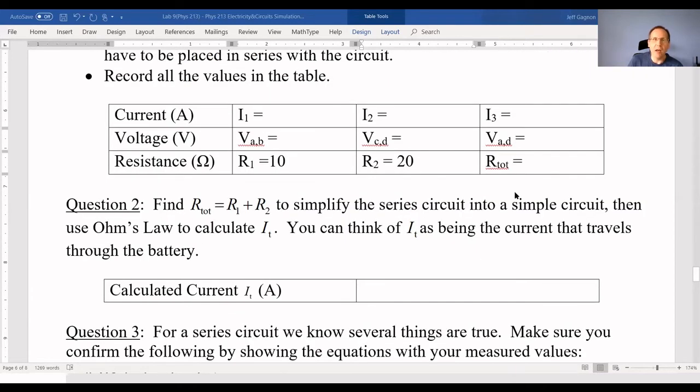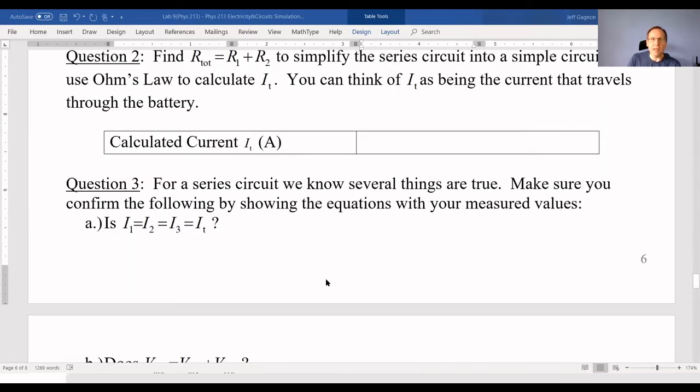And now you can think of it as a simple circuit. Once you combine the resistors together, you can calculate I total using Ohm's law. So what do we use as our voltage drop? Well, you would use the voltage across the battery. So VAD would be your total delta V, and then R total would be your resistance. So I would be delta V, or VAD, over R total. Okay, so that would be the calculated current.